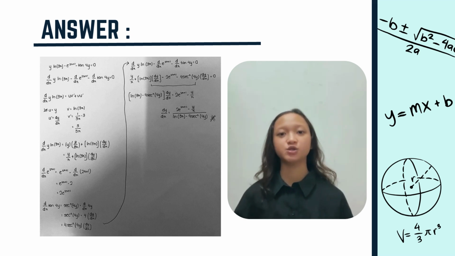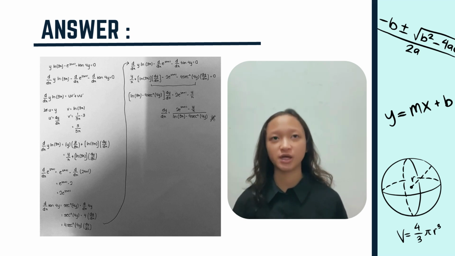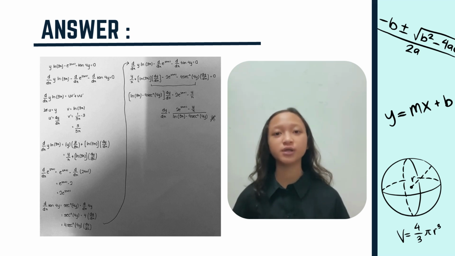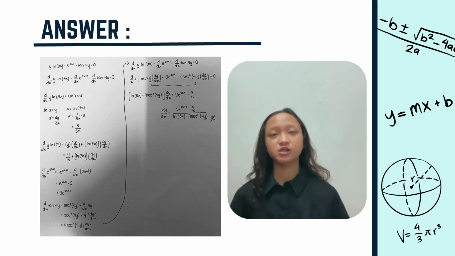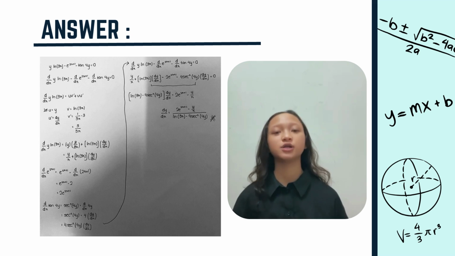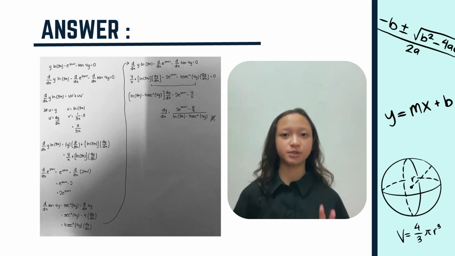Firstly, we write back the equation y ln in the bracket of 3x minus e to the power of 2x plus 1 minus tan 4y equals 0. So we have to differentiate the equation. Before we do that, we write it as d over dx of y ln in the bracket of 3x, minus d over dx of e to the power of 2x plus 1, minus d over dx of tan 4y, equals 0. So we separate it into 3 parts to make it easier.